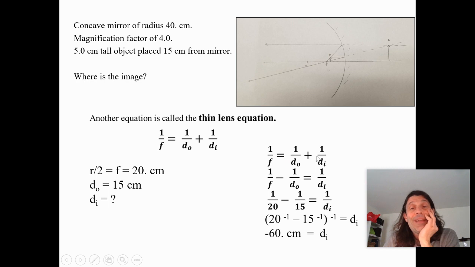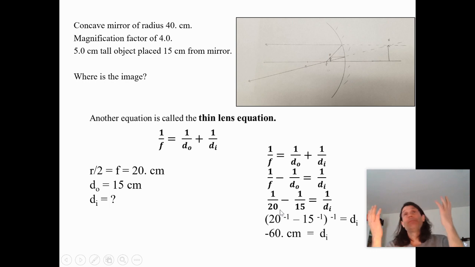So if you start with that equation, in this particular case, it wants to know a DI. So all I did was I pushed the minus button, moved the DO over: 1 over F minus 1 over DO. Well, that's 1 over DI. Fine. What I did is I took 1 over 20, which is the focal length. Remember, 20 is half the center, so there's the focal length. I subtracted 1 over 15 from it. Fine. That equals 1 over DI. That's 1 over the image distance.